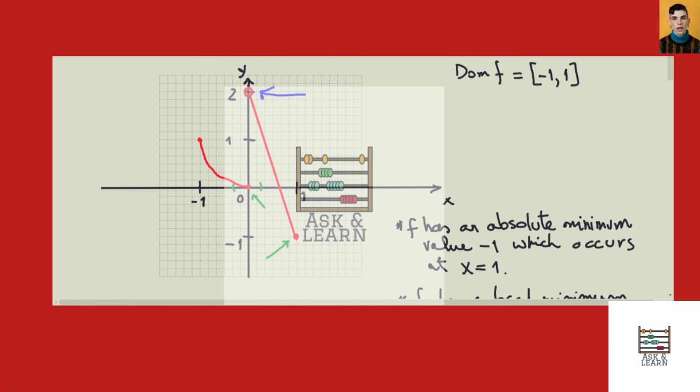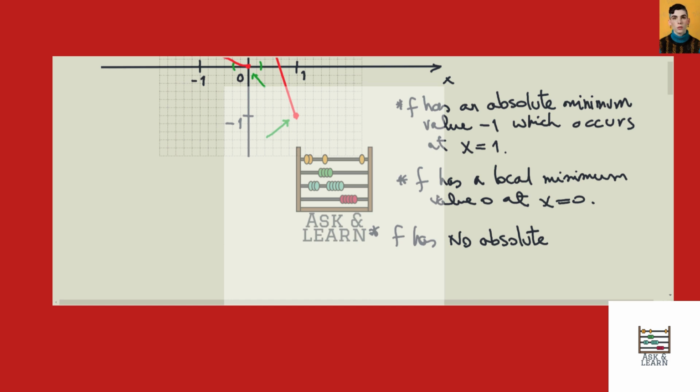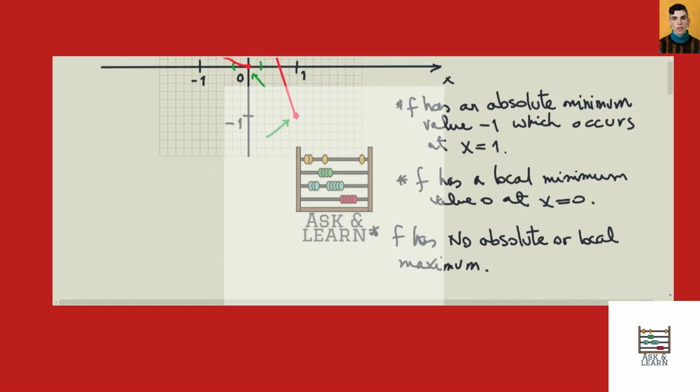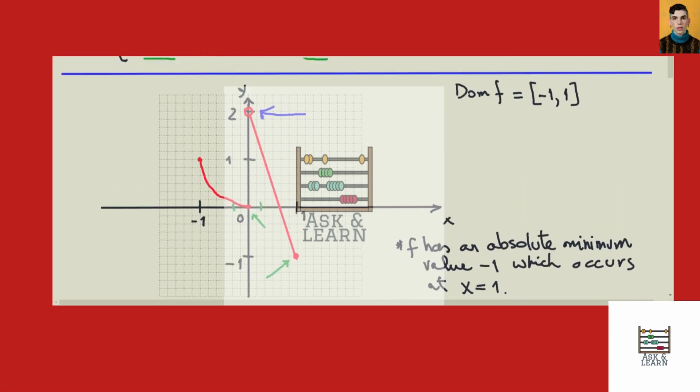With respect to local maximum, there is no local maximum either, because at every point, taking any interval around the point, we always have images that are greater or lower than the point. So there are no absolute or local maximum values. So these are the properties of this function defined by two pieces.